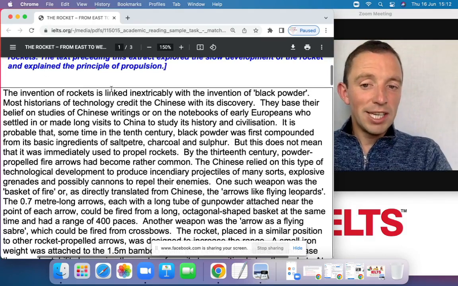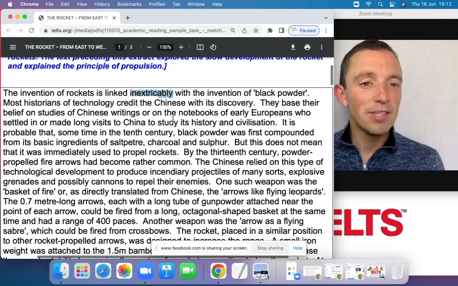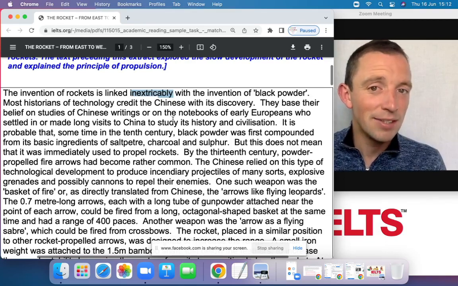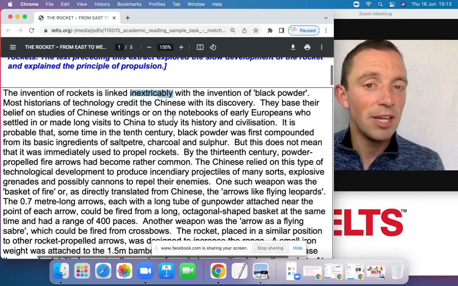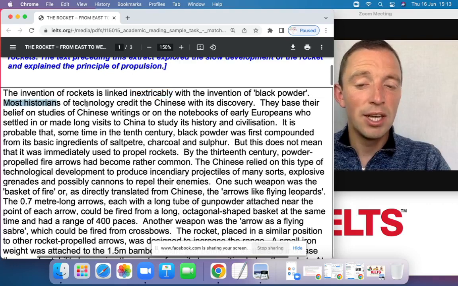The invention of the rocket is linked inextricably with the invention of black powder. This basically means it's impossible to separate. So the two inventions of black powder and rockets are almost connected to the invention. The majority of historians credit the Chinese with its discovery.